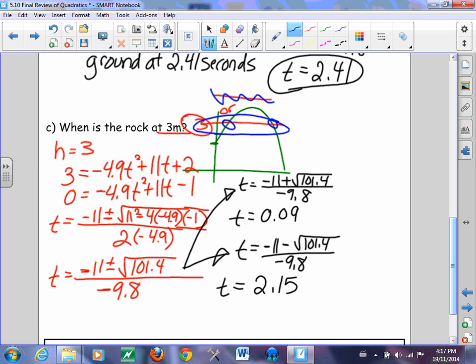So in fact, guys, there's going to be 2 answers, and this makes sense. So as soon as it's thrown, 0.09 seconds, it hits 3. We're at 2, so it doesn't take too long to get to 3. Then you hit a maximum height, and then you come back down, and at 2.15 seconds, it also is at 3 meters. Okay, and remember, it hits the ground at 2.41 seconds. So make sure your answers are reasonable. These are both reasonable. So then don't forget to say a therefore statement.